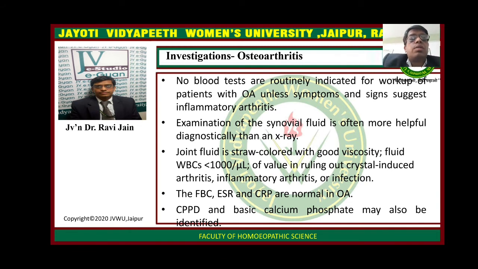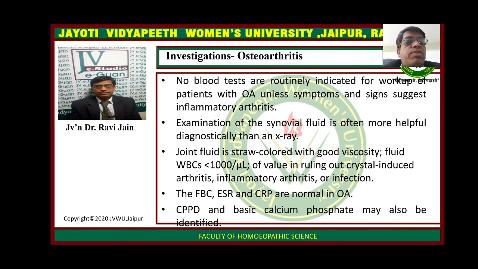In case of investigation, no blood tests are routinely indicated for the workup of patients with osteoarthritis unless the symptoms and signs suggest inflammatory arthritis. Examination of the synovial fluid is often more helpful diagnostically than an X-ray. The joint fluid is straw-colored with good viscosity. Fluid WBC less than 1000 per microliter is of value in ruling out crystal-induced arthritis, inflammatory arthritis or infection. The full blood count, ESR and CRP are usually normal in osteoarthritis.